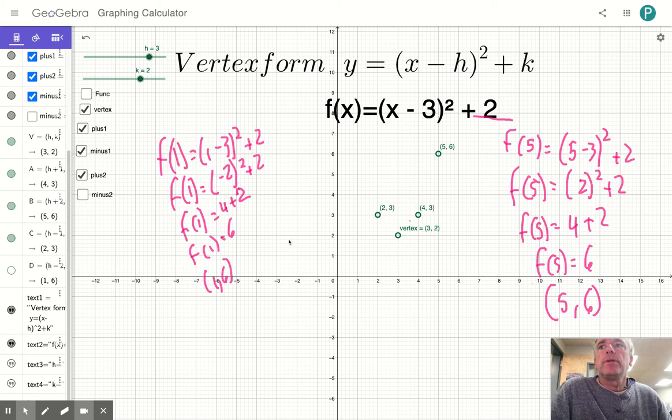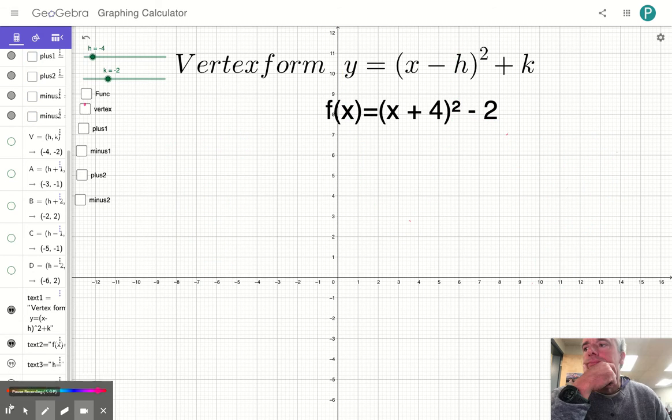And then I thought it would be interesting to go ahead and plug in 1, which is 2 away in the negative direction. In other words, it's the x value minus 2. So I plugged in 1 minus 3. It's negative 2. Negative 2 squared is 4. Plus 2 is 6. And so that's the point 1, 6. And that's where it gets its mirror image, because if you square something negative, it's the same thing as squaring something positive. Now, after you've done all that, you can sketch your line.